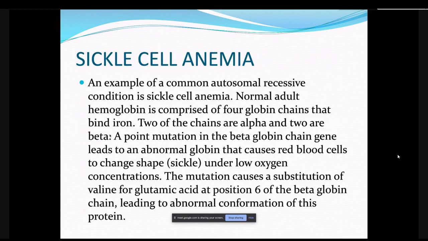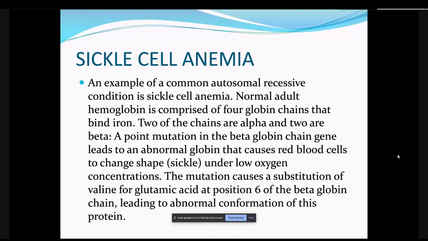Typical example of autosomal recessive is sickle cell anemia. This is a common autosomal recessive condition. In this, you have hemoglobin being affected, and you know that hemoglobin is comprised of 4 globin chains that bind iron. 2 of the chains are alpha and 2 are beta. So a point mutation in the beta globin chain leads to abnormal globin that causes red cells to change shape, so they sickle, in low oxygen concentration.